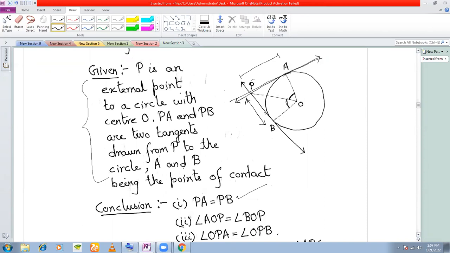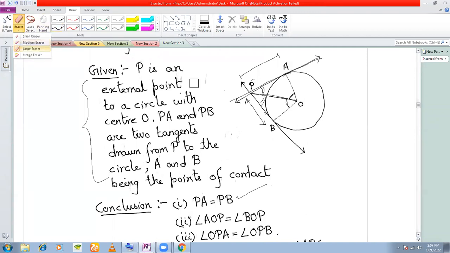This is another conclusion. The next conclusion is that the tangents must be equally inclined to the line joining the center of the circle to the point of contact. So the line joining the point of contact to the center is this line, and the tangents must be equally inclined. That means these two angles must be equal. So I have three conclusions here.